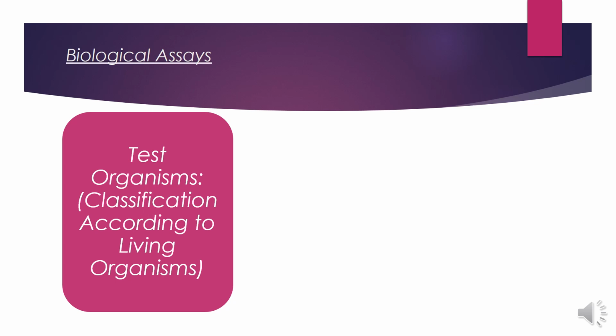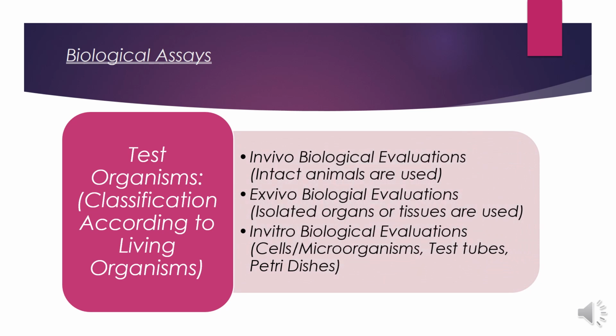Test organism classification: according to the living organism, there are different test organisms employed for bioassays. They include in vivo biological evaluation, usually in which intact, living animals are used. Next is the ex vivo biological evaluation or bioassays. Usually in this, isolated organs or tissues are used, meaning there is no need for an intact animal.